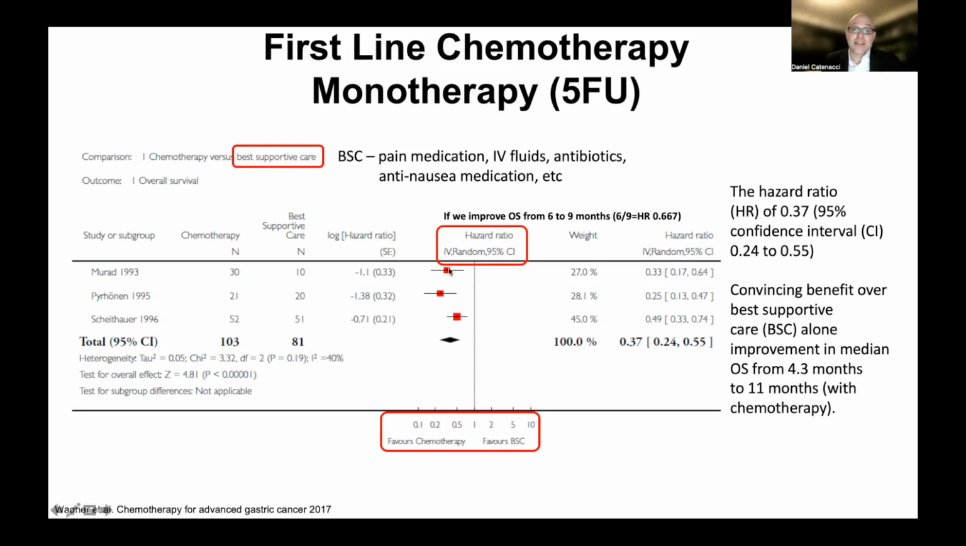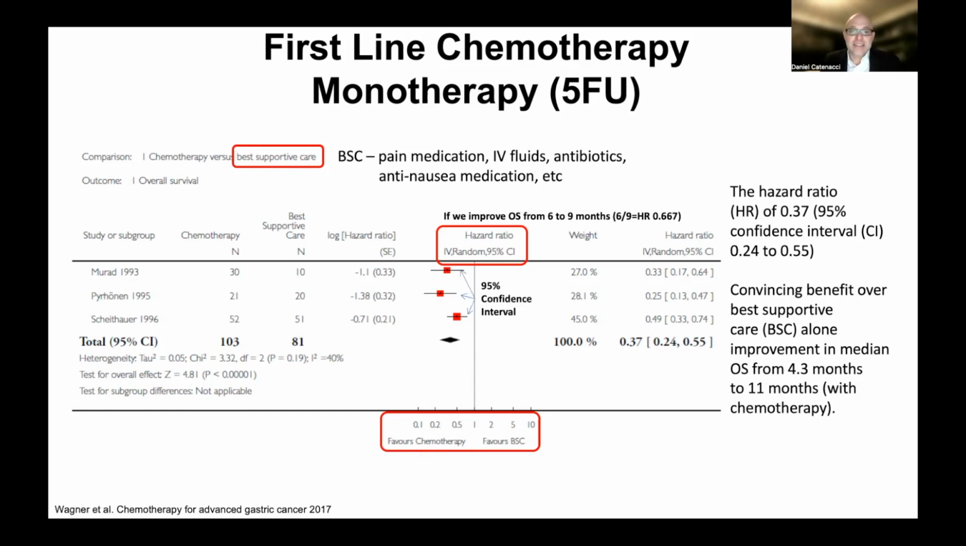If the estimate is to the left of 1, anywhere less than 1, then it would favor one of the arms, in this case, chemotherapy. If, on the other hand, the estimate was on this side, it would be higher than 1 and it would favor the other group, in this case, best supportive care. So this is how we would look at something called a forest plot. This is a forest plot.